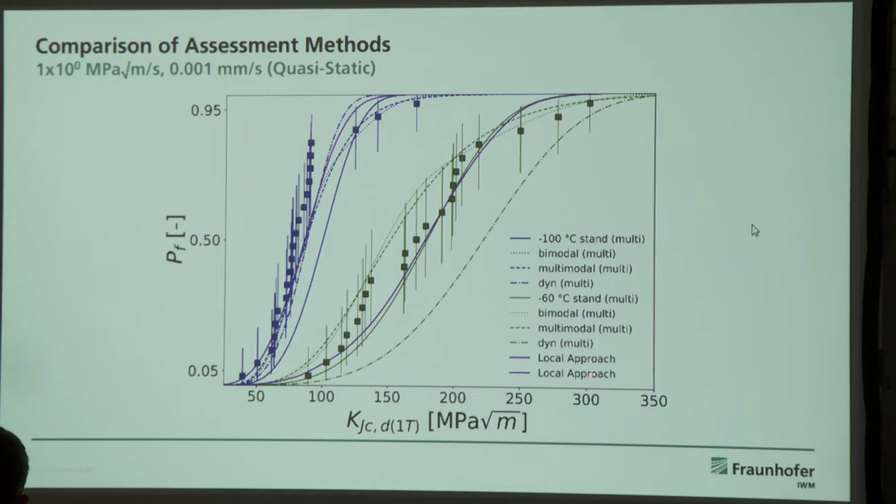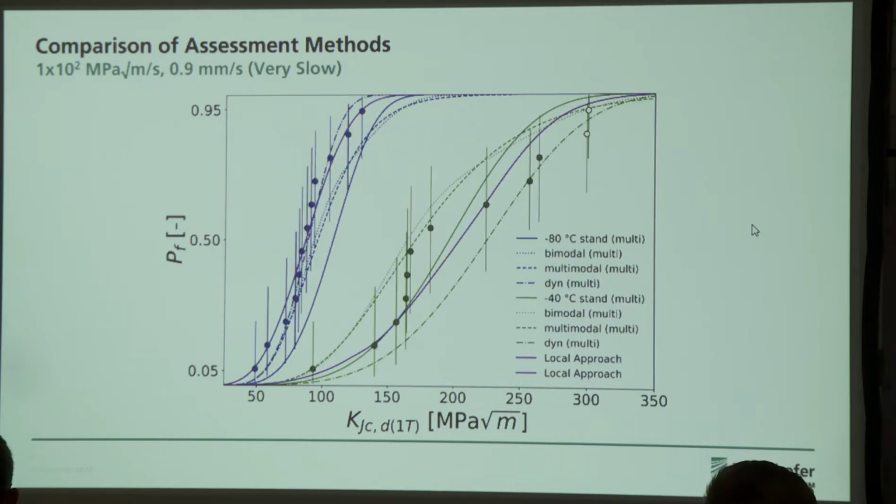Last but not least, you can see the local approach, which is the pink or magenta line. And in both cases, you see that the experimental results are described quite well. Here you can see that because we don't have an underlying inhomogeneity distribution in the local approach, we don't get really exact results, but nevertheless, it's better than the standard approach.